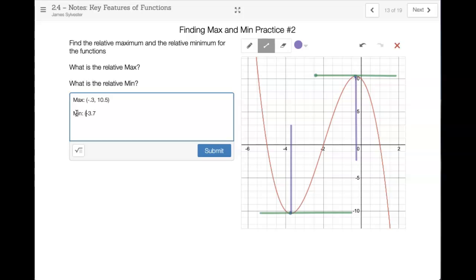You got to be close. Should make sense. And then down to negative 10 point... I don't know. It's hard to estimate. I'm just going to say negative 10.5.